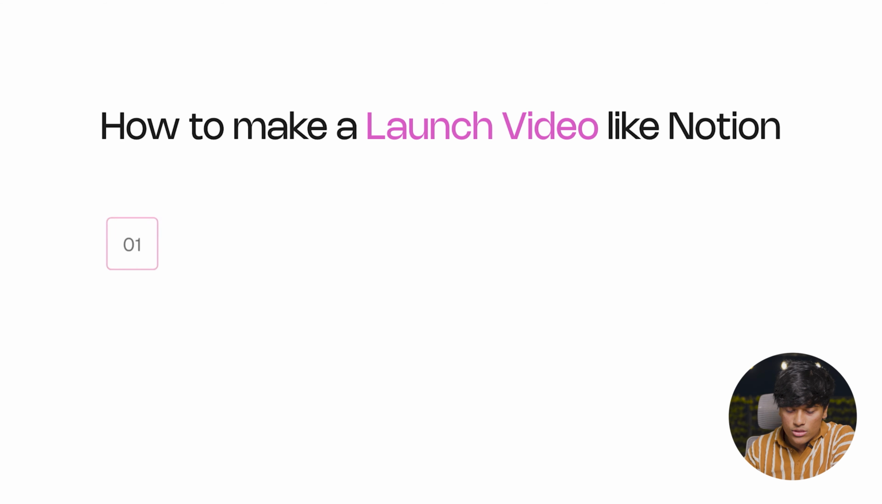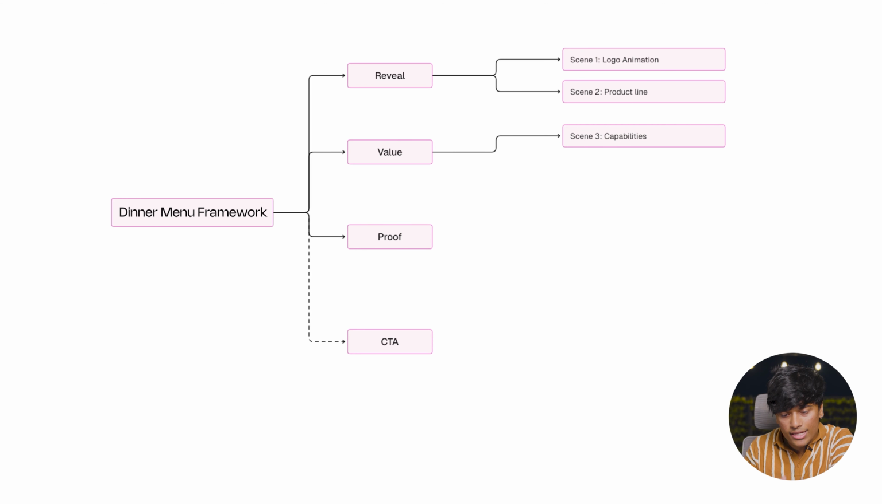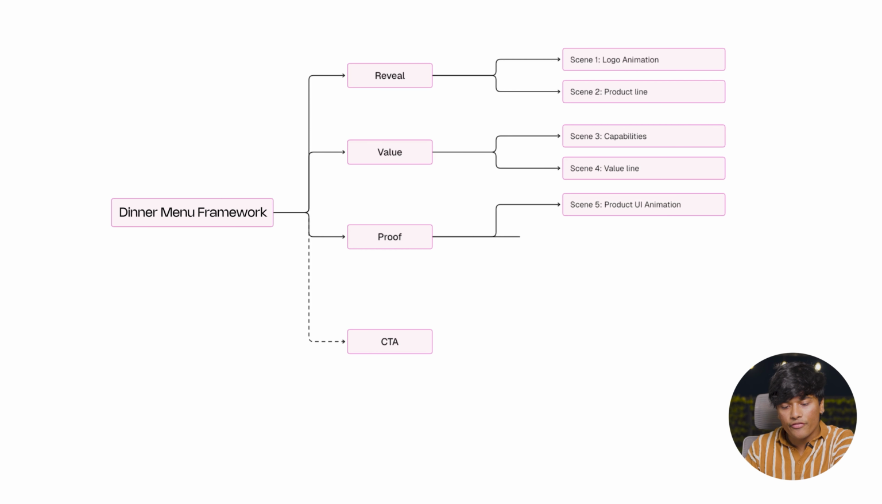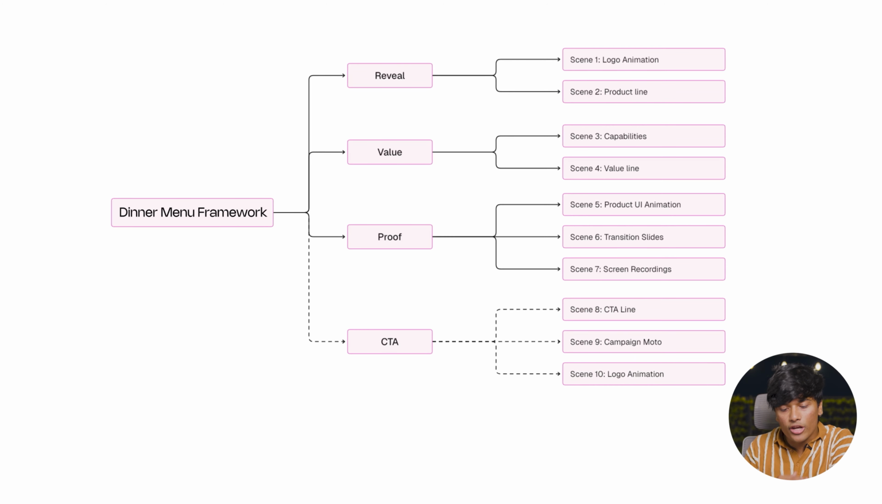In the previous episode, we covered how to brainstorm and plan the structure of our launch video based on Notion success patterns. In the last episode, we broke down the dinner menu framework: reveal, value, proof, and finally the CTA. We also split that framework into individual scenes that make up the launch video. And to keep the tutorial practical, we're going to make a launch video from scratch for a fictional product. Now, it's time to actually create everything needed for these scenes.